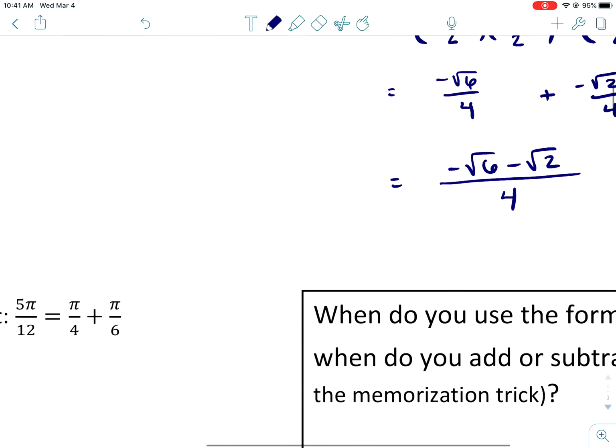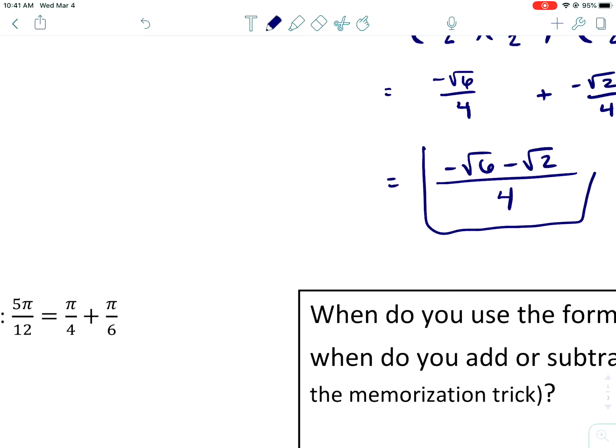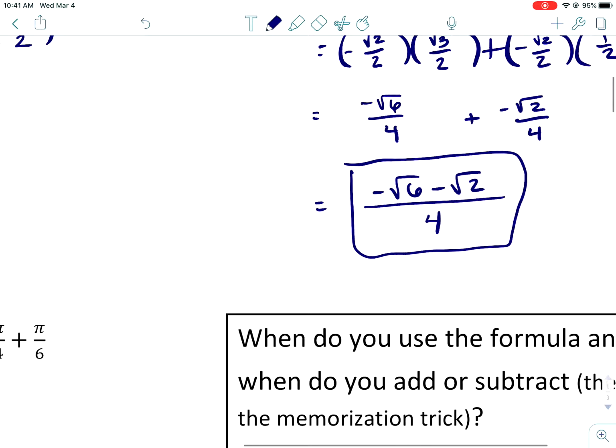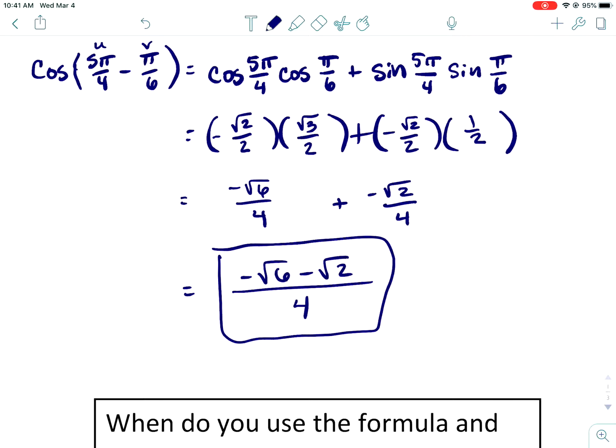Now you're going to notice very, very similar answers over and over again, because there's only so many things you get from special angles. There's only so many fractions you end up with. So you'll see kind of the same things over and over again.